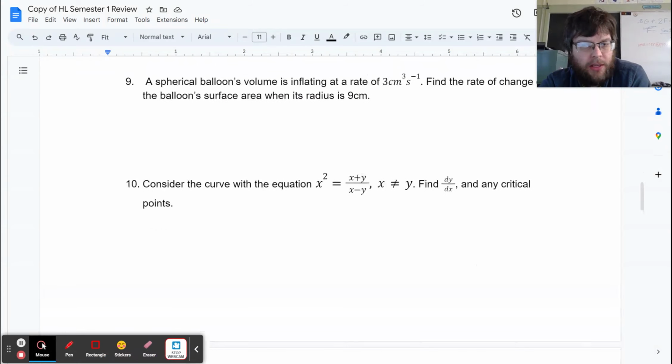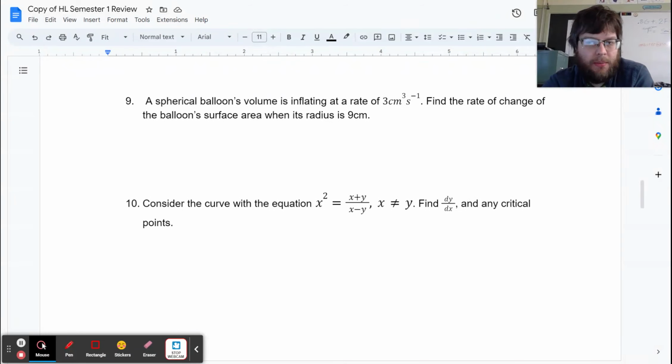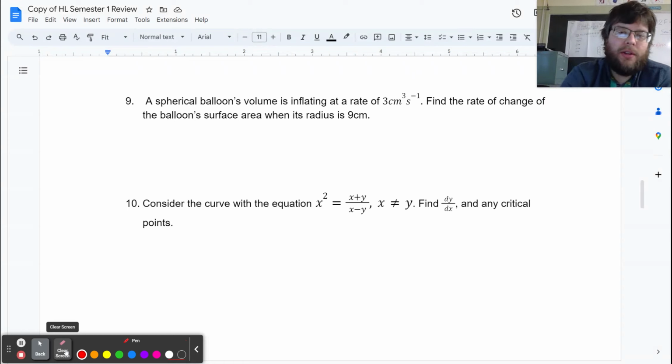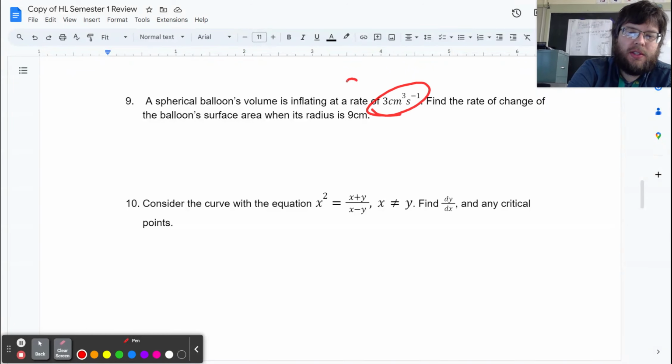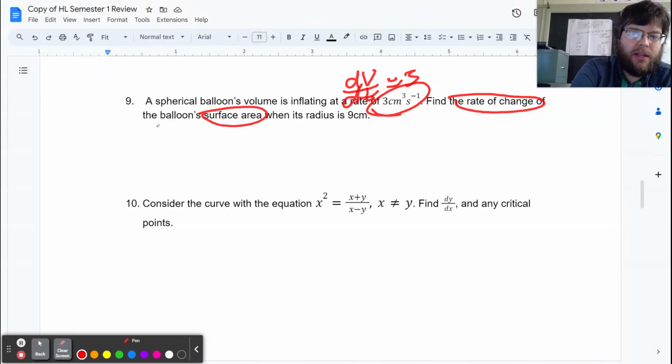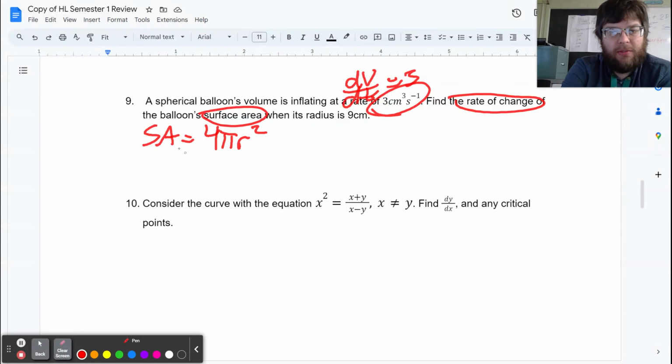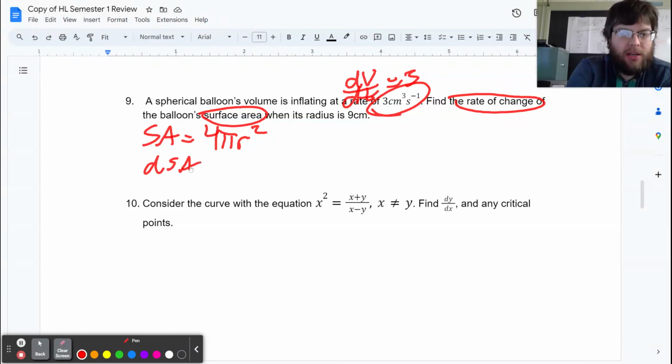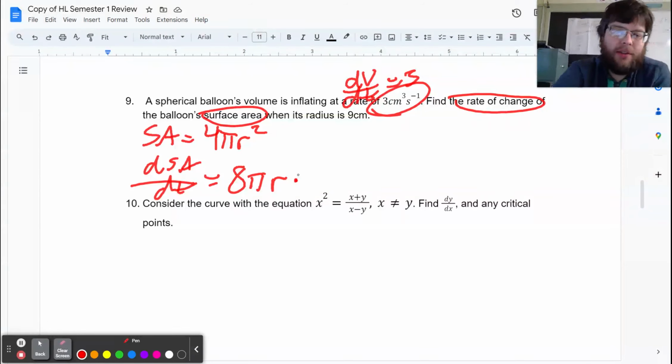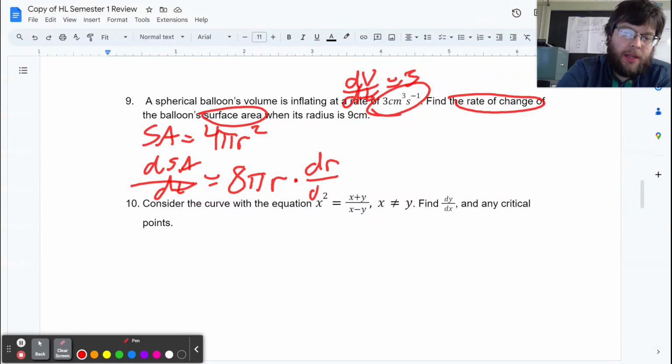Okay, moving right along. Related rates here because we have a spherical balloon's volume inflating. So if this is the rate of change of the volume, I can call it dV/dt. We actually want the rate of change of the surface area. So if I look at the surface area of a balloon, it's 4 pi r squared if we assume it's a sphere. And that means that the rate of change of the surface area, I do power rule, but then we're thinking of the letter r as a function of time. So we multiply by dr/dt.